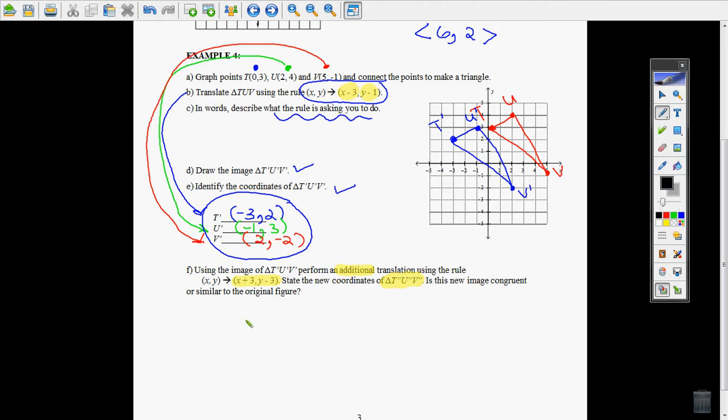So when I add 3 to my X and I subtract 3 from my Y, T double prime becomes 0, -1. U double prime becomes 2, 0. And V double prime becomes 5, -5. So again, we're going to plot these points. So 0, -1, and that is T double prime. 2, 0, that is U double prime. And 5, -5, and that is V double prime.